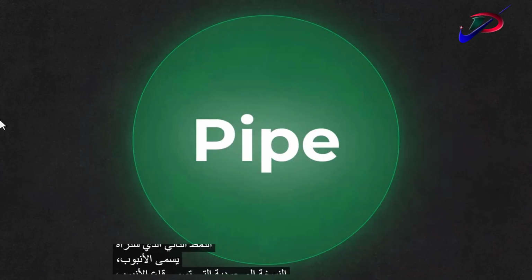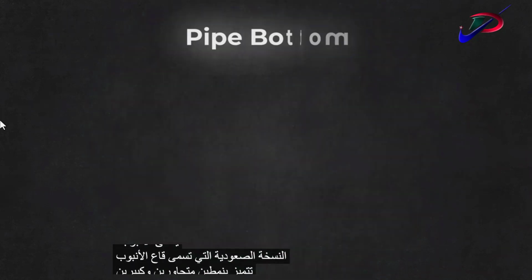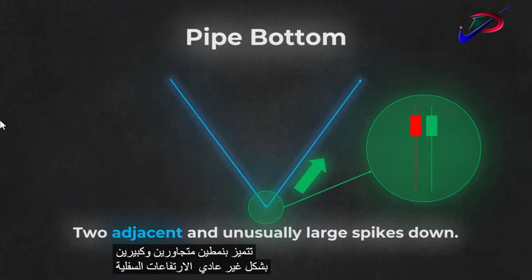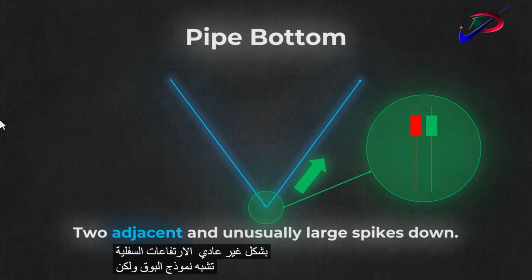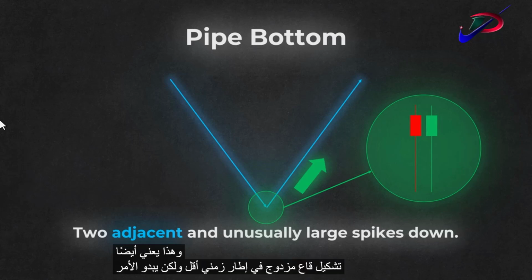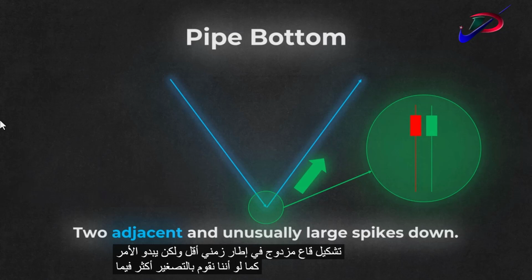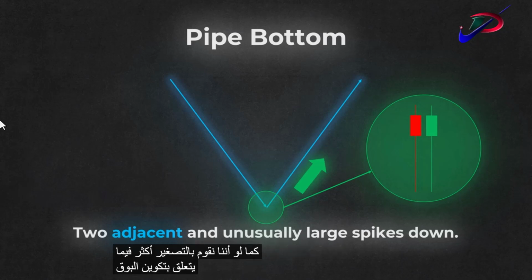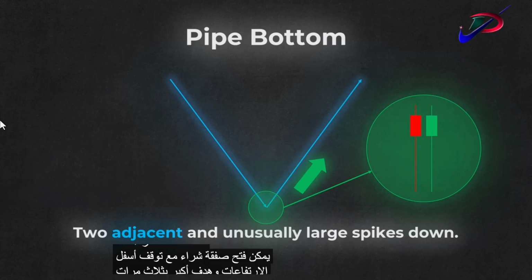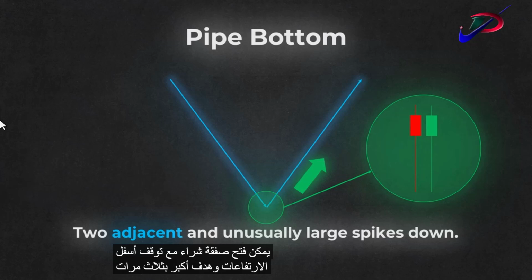The next pattern we are going to see is called pipe. The bullish version, called pipe bottom, is characterized by two adjacent and unusually large spikes down. This is similar to the horn pattern, but there is no candle in the middle of the spikes. This also implies a double bottom formation in a lower time frame, but it's as if we are zooming out even farther in relation to the horn formation. The two large lower shadows make it clear that there is buying pressure, so a long trade can be opened with a stop below the spikes and a target 3 times larger than the stop.